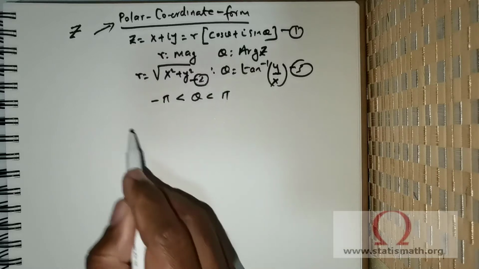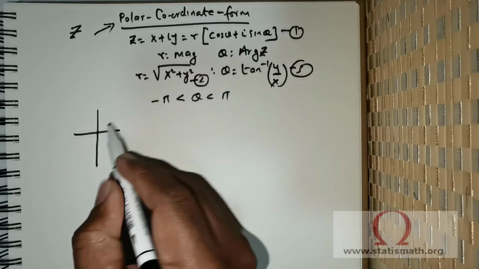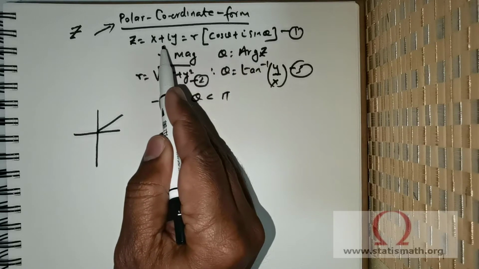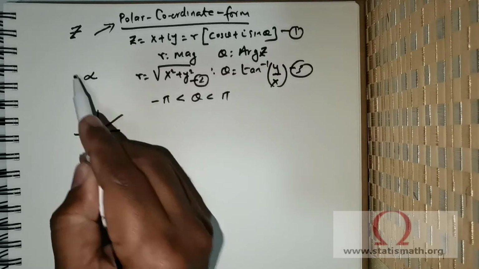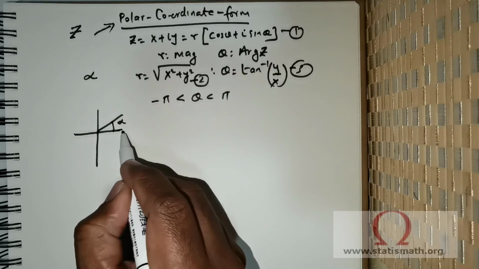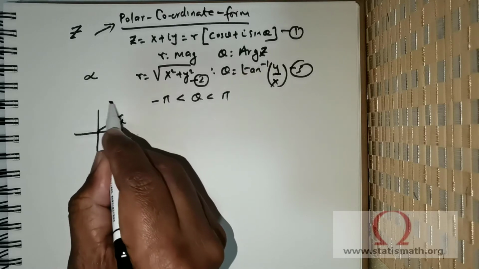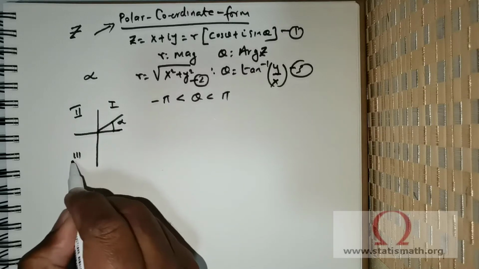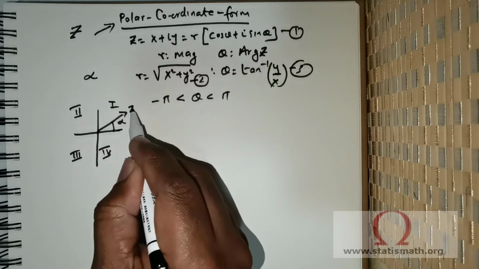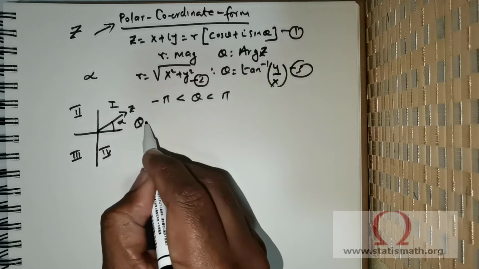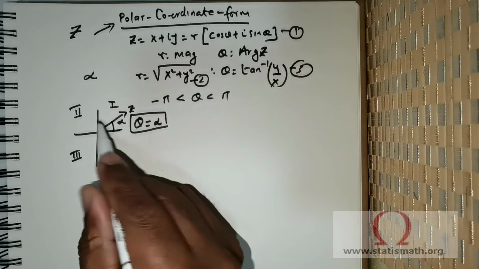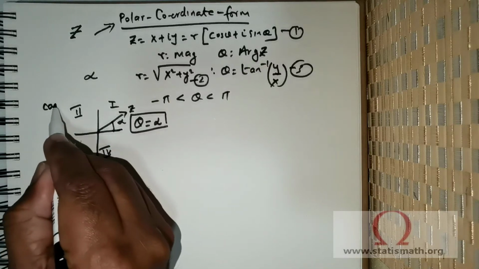Now suppose you are evaluating a complex number and you are finding some argument, say alpha, and alpha is present somewhere in the first quadrant. This is the first quadrant, this is the second quadrant, this is the third quadrant, and this is the fourth quadrant. Now if alpha is present in the first quadrant for this complex number z, then you can take theta to be alpha. So this will be the argument for this complex number z. So this is case 1.